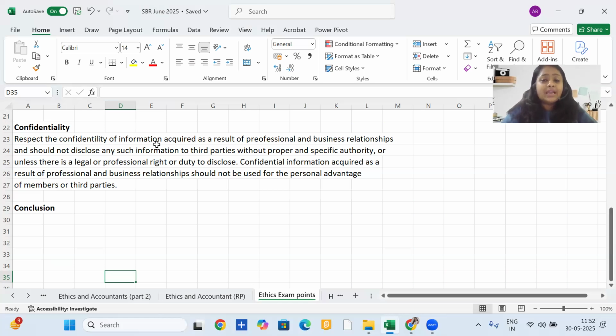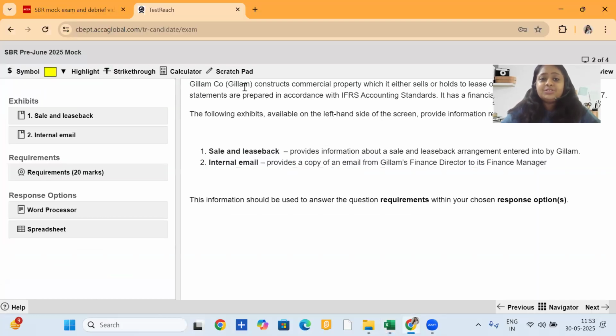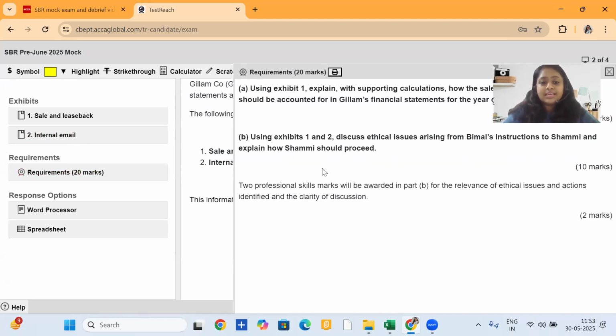I think we can quickly look at a question and discuss some pointers that would give you more confidence when you're writing your answers. I'll quickly take you to the pre-June mock paper and let's discuss some pointers here. I'm on question number 2 of your ACCA pre-June mock 2025. I'll take you to the second part of the question only, that talks about ethics. So let's go to the requirement of the question that says: using exhibit 1 and 2, discuss the ethical issues arising from Bimal's instructions to Shami and explain how Shami should proceed.